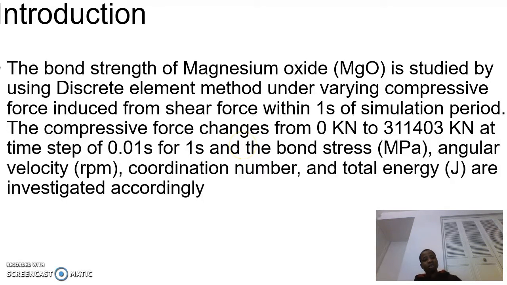So basically what I'm trying to investigate with this software right now is to check the bond strength of magnesium oxide. How does the strength of the magnesium oxide compare to the literature that we have out there? Like I said, this is not atomistic level. This is on the particle level.